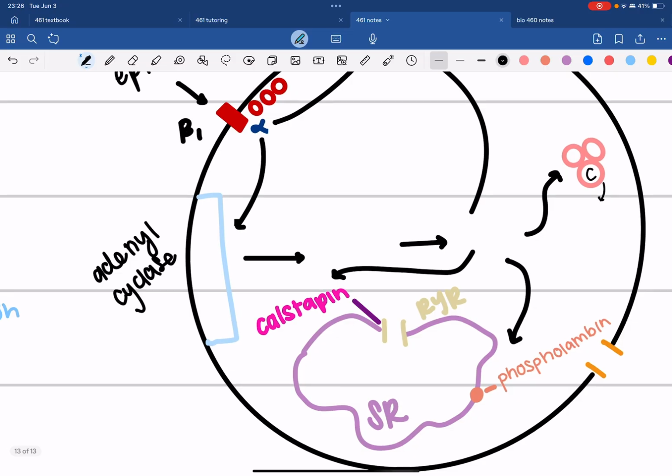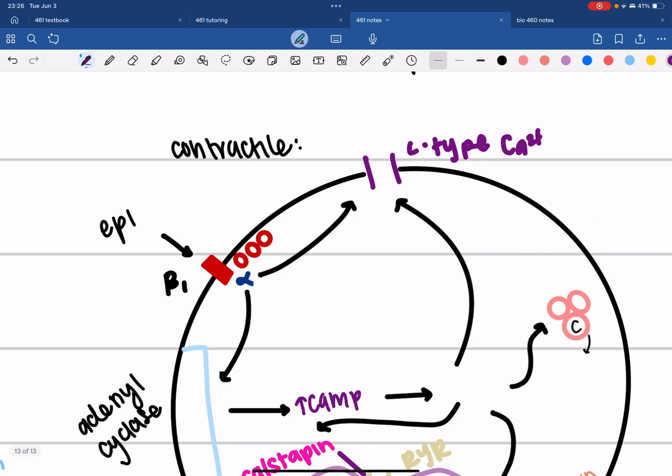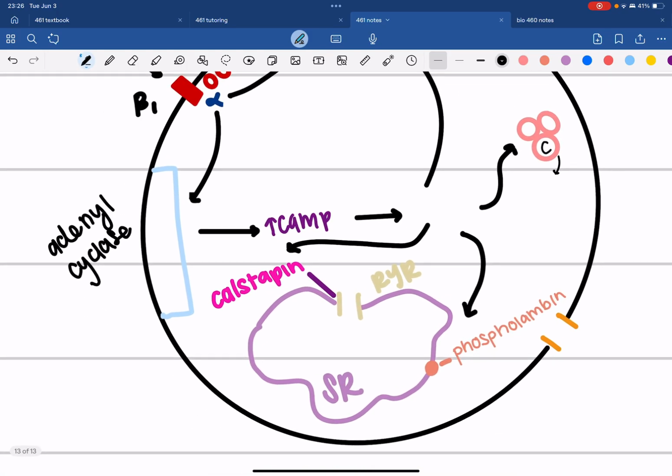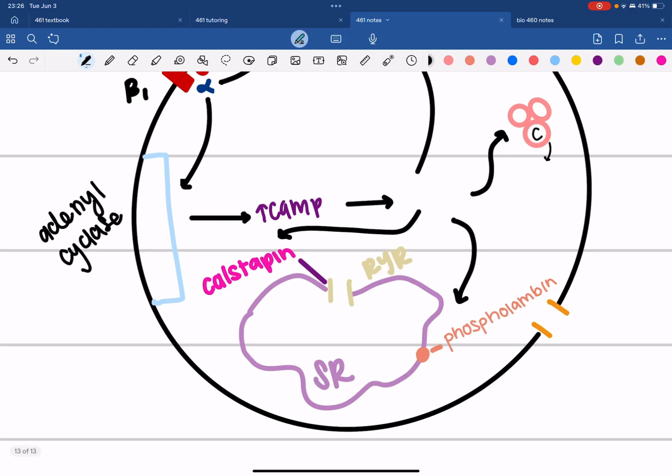And this is going to, if we do this again in purple, increase cAMP. It would open our voltage-gated calcium channels, letting more calcium into the cell, and would also cause PKA again to be released.